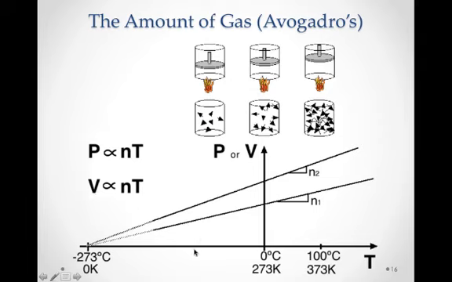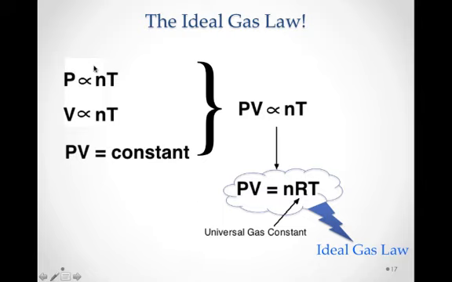So now we're going to put it all together. When we put it all together, our pressure and volume and temperature, with Boyle's law, Charles' law, and Gay-Lussac's law, we can see that pressure times volume is proportional to the number of particles times the temperature. And then we can actually make that proportionality equal if we put in a proportionality constant. And that proportionality constant is known as the universal gas constant.